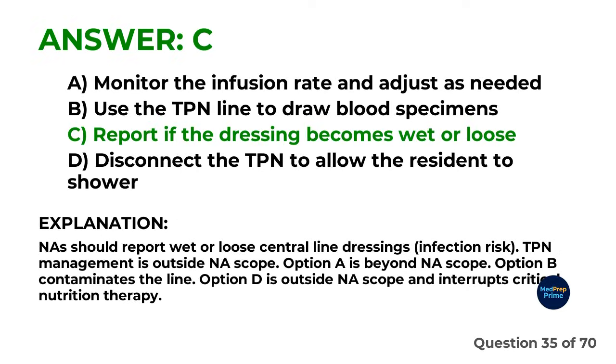Correct answer C. NAs should report wet or loose central line dressings, infection risk. TPN management is outside NA scope. Option A is beyond NA scope. Option B contaminates the line. Option D is outside NA scope and interrupts critical nutrition therapy.